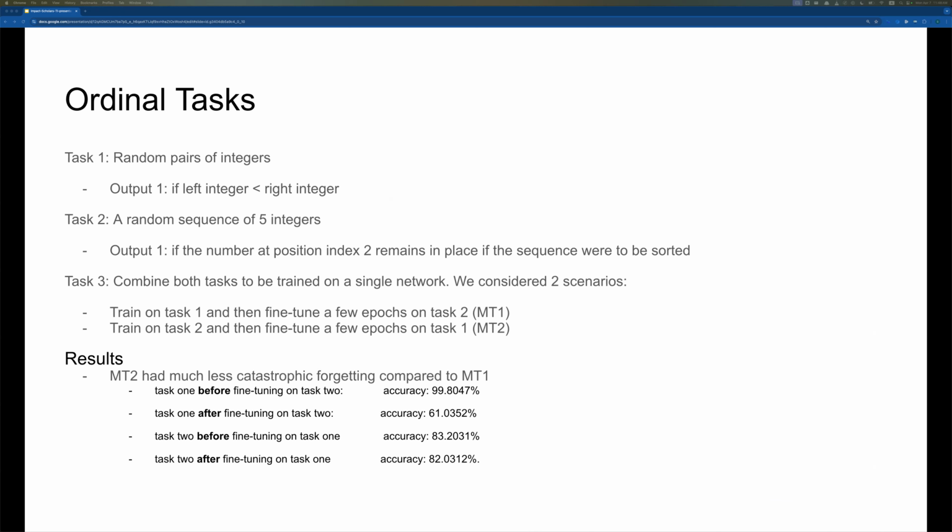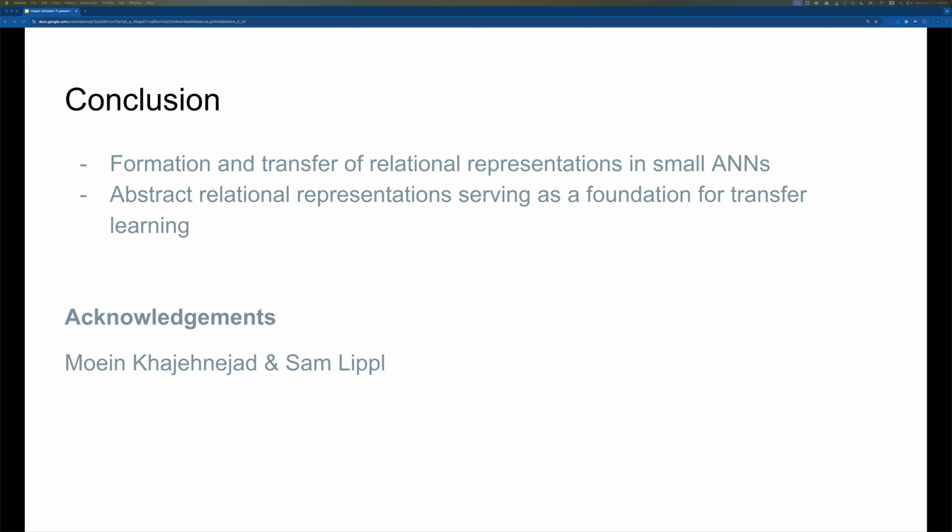Alrighty, so that concludes our work. We investigated the formation and the transfer of relational representations for very small neural networks. We found that both sets of tasks exhibited pretty successful transfer, which underscores the potential for abstract relational representations to serve as a foundation for transfer learning.